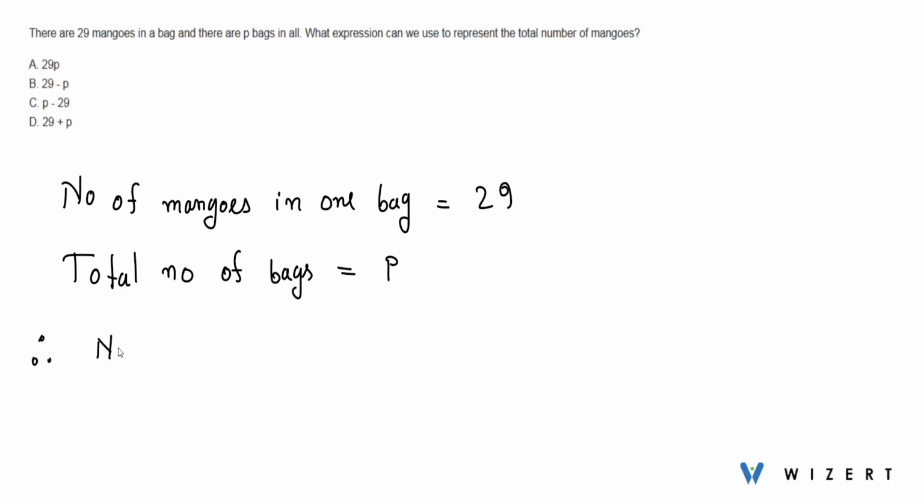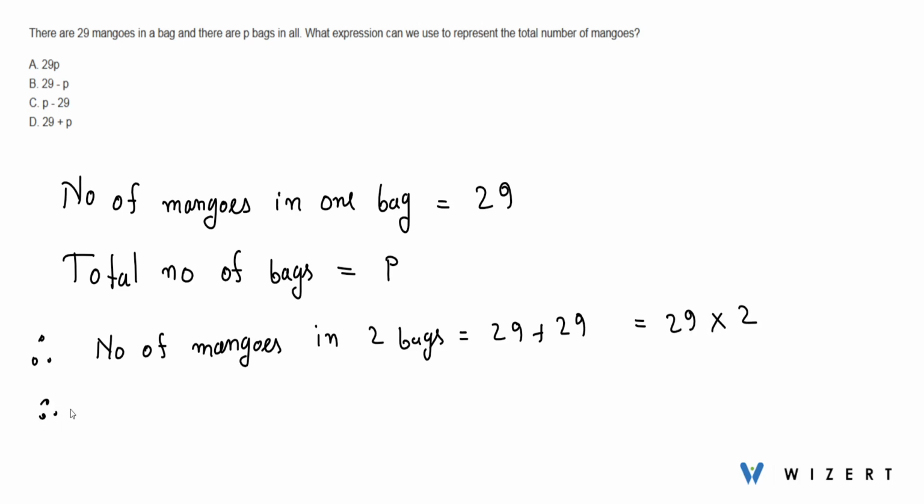Number of mangoes in two bags will equal 29, that is the number of mangoes in one bag, plus another 29, that is the number of mangoes present in the second bag, and this can be written as 29 multiplied by 2. Similarly, number of mangoes in three bags equals 29 plus 29 plus 29, which can be written as 29 multiplied by 3.